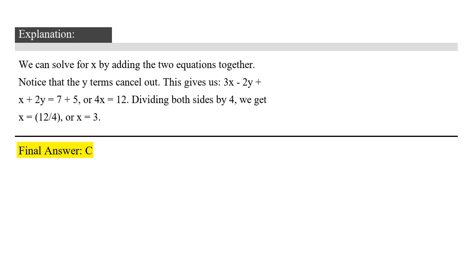We can solve for x by adding the two equations together. Notice that the y terms cancel out. This gives us 3x minus 2y plus x plus 2y is equal to 7 plus 5, or 4x equals 12. Dividing both sides by 4, we get x equals 12 fourths, or x equals 3.